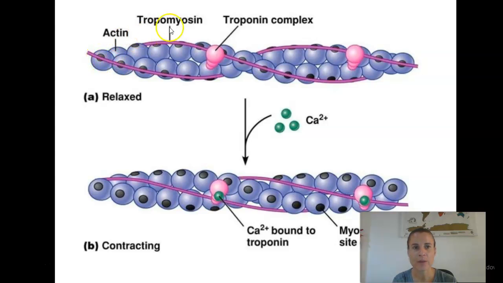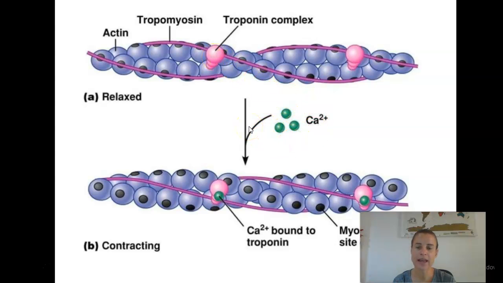That fiber is called tropomyosin. It's a bit confusing because it's something that's on actin, yet its name is tropomyosin. It's wrapped around the actin molecule, and when it's relaxed, there is no way for the myosin to bind. We also have these complexes called troponin, and at relaxation they're not really doing anything at all. They really kick into play when calcium is there.